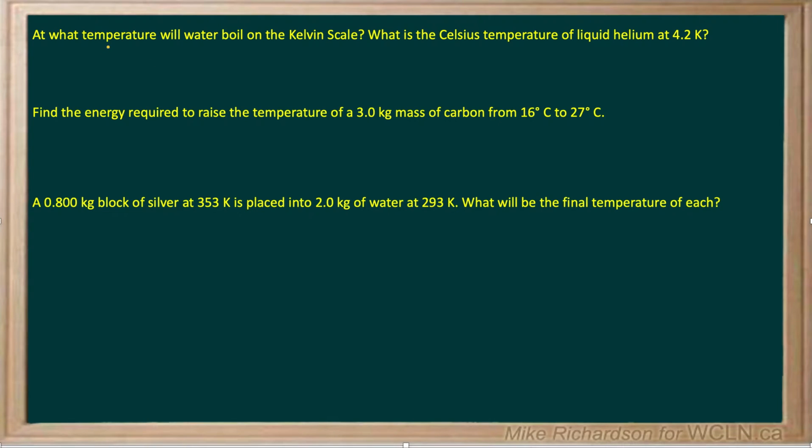So here we've got a conversion. We want to know what temperature water boils on the Kelvin scale. Well, we know water boils at 100 degrees Celsius, and we also know our conversion. To go from Celsius to Kelvin, degrees Kelvin is whatever my temperature is in degrees Celsius, plus 273. So we know our degrees Celsius is 100. We simply add 273 and we get our answer in Kelvin. So 373 Kelvin would be our temperature to boil water on that scale.